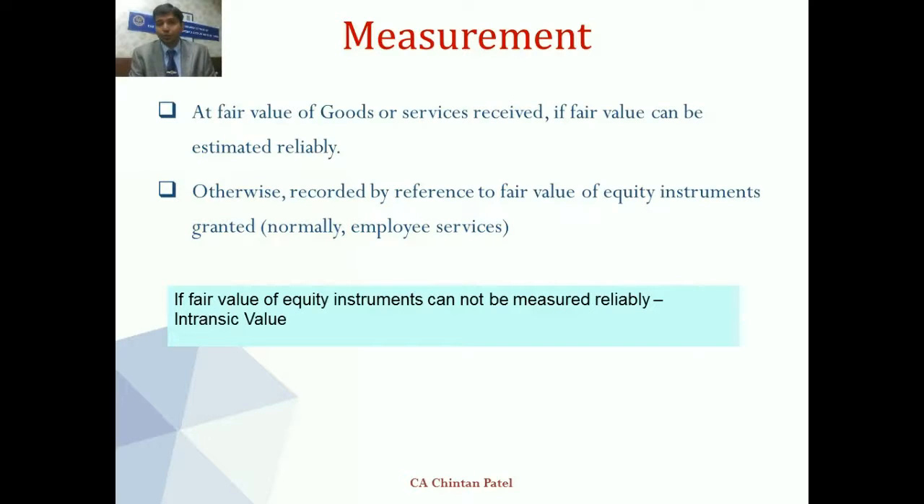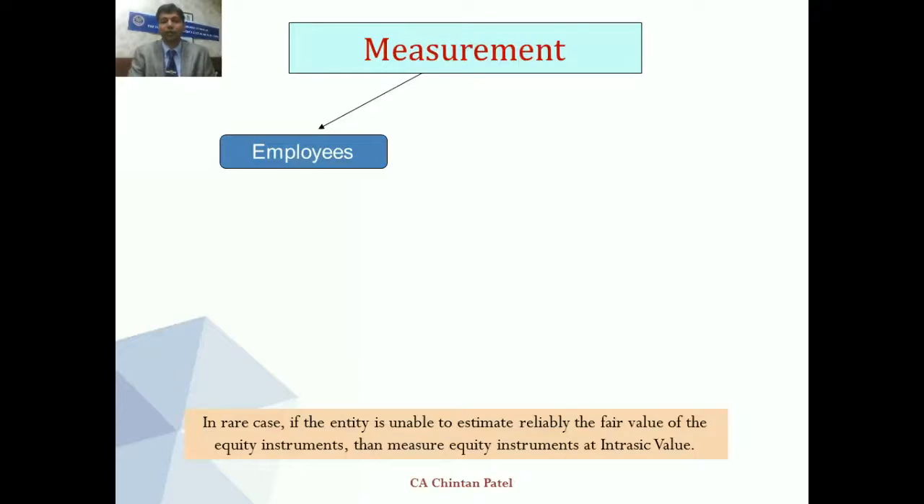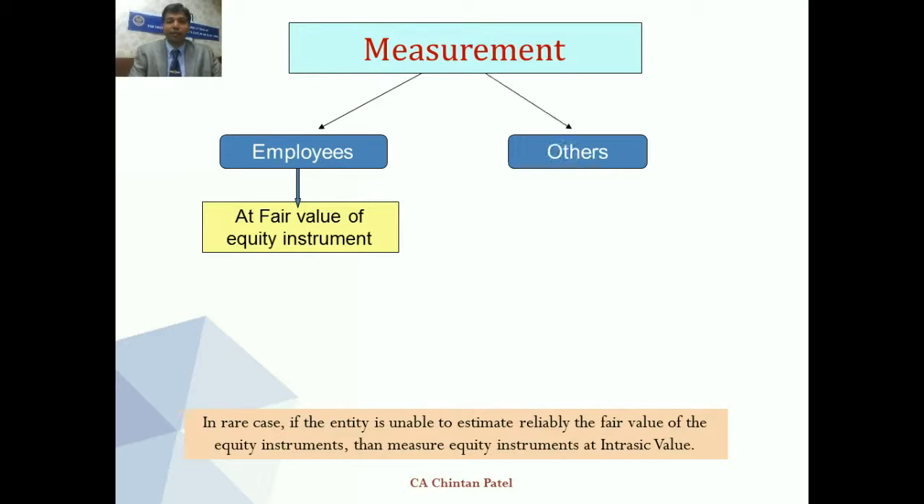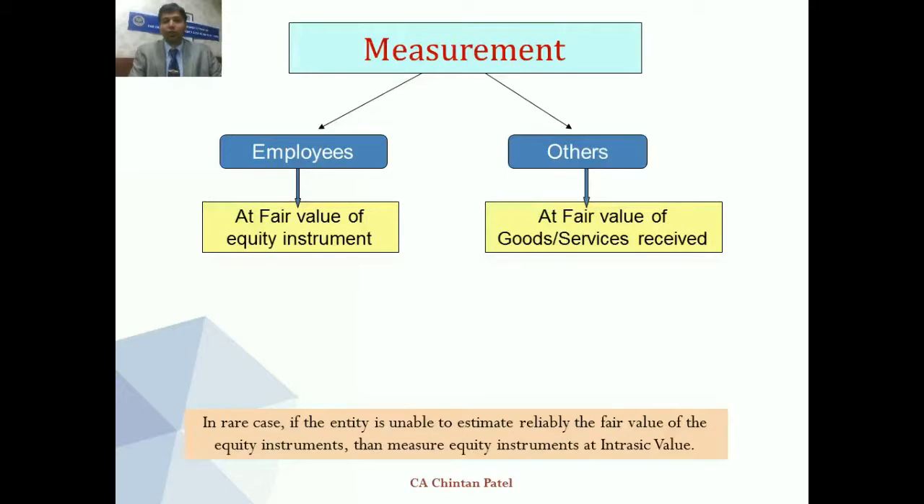Under IFRS 2, the measurement is only fair value, and the intrinsic value method can be used only in specific restricted situations. So fair value is the only acceptable method under IFRS 2 except in specific situations given by IFRS 2. Now this is what we discussed: measurement with employees is the fair value of equity instruments; if it is others, it is the fair value of goods or services received. In rare cases, if the entity is unable to estimate reliably the fair value of the equity instruments, then measure the equity instruments at intrinsic value.